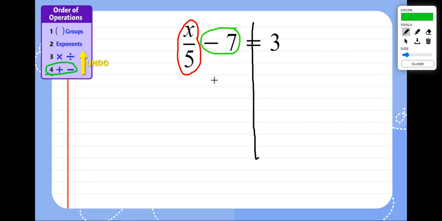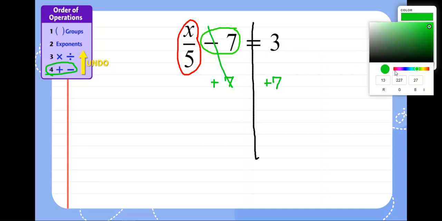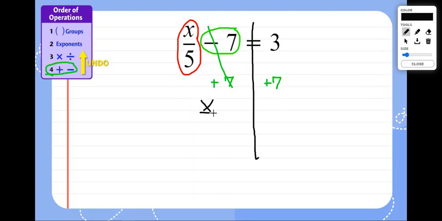Canceling out the minus 7 would be plus 7. Inverse of subtraction is addition. That's going to cancel this out and get us one step closer to isolating our variable. So now when we simplify, all that's left on this side of the equation is x divided by 5, which is equal to 3 plus 7, which is 10.